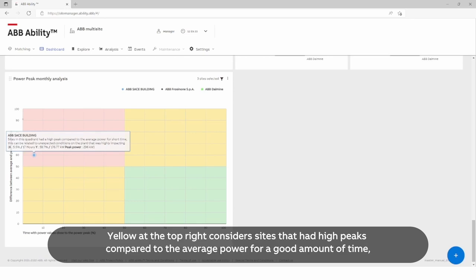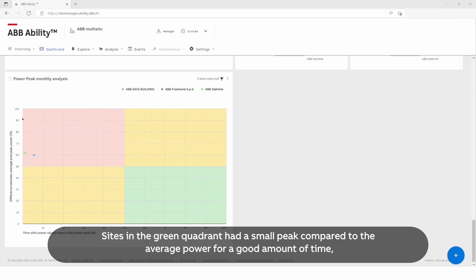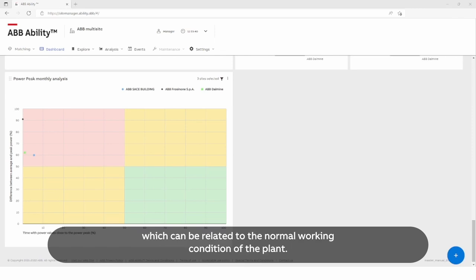Yellow at the top right considers sites that had high peaks compared to the average power for a good amount of time, which can be related to the normal working condition of the plant to be verified. Sites in the green quadrant had a small peak compared to the average power for a good amount of time, which can be related to the normal working condition of the plant.